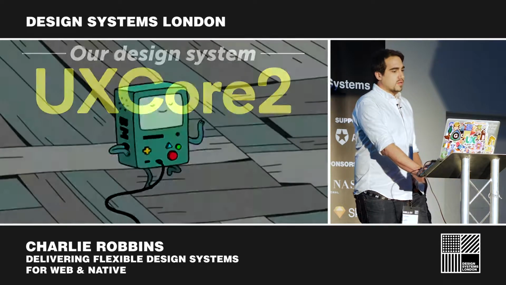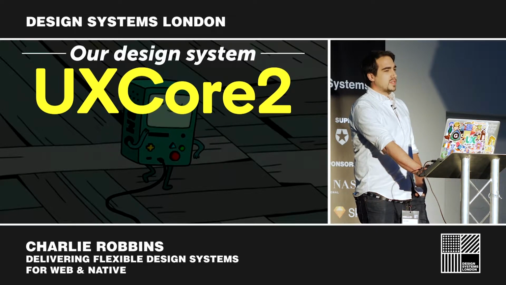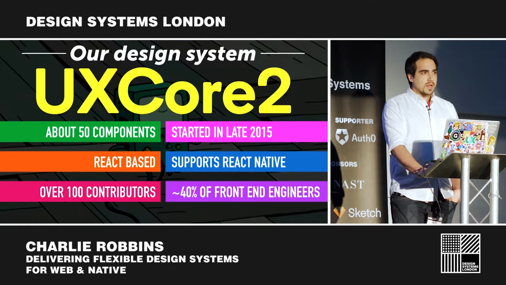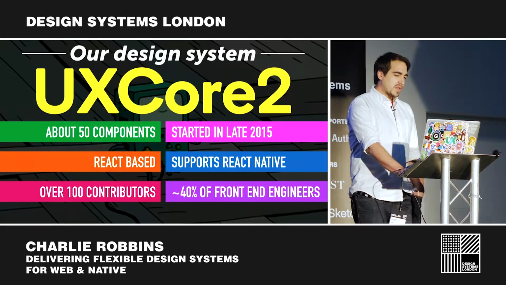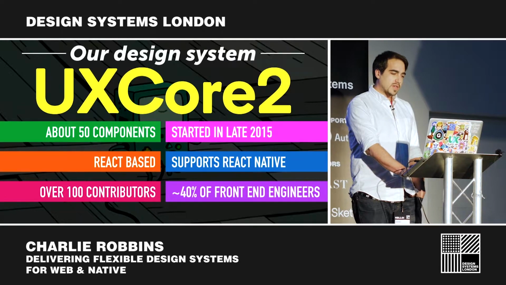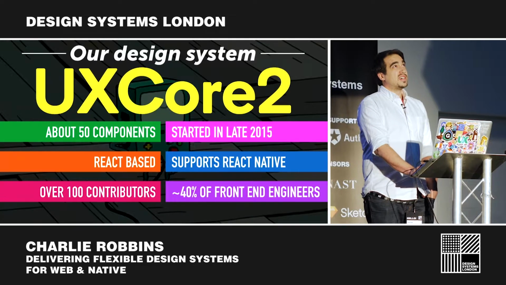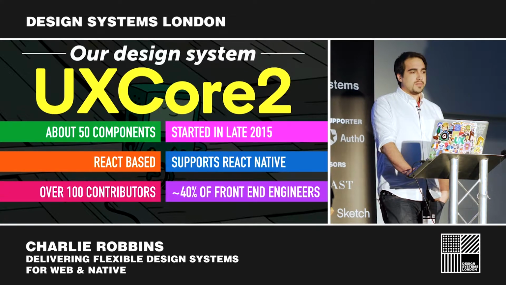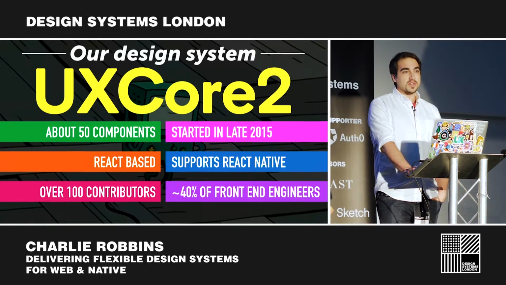It's called UX Core 2. The internal version, I guess UX Core 1 is about 5 or 6 years old. It predates me. UX Core 2 is pretty robust. It's about 3 years old. I think actually next month it'll be 3 years old. It's got about 50 components, React-based. It also has, I would say, about 20 components that support React Native.